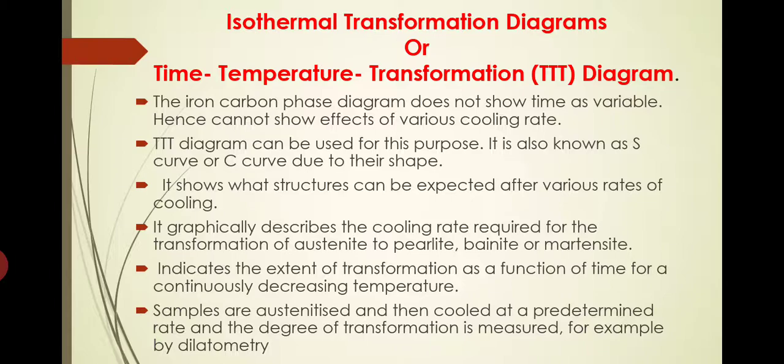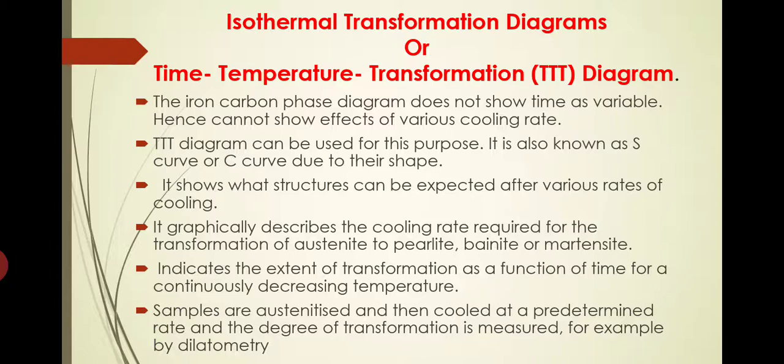So in this presentation, instead of going mainly into the heat treatment process, we will be discussing the TTT diagram. The iron carbon phase diagram does not show time as a variable, hence it cannot show the effects of various cooling rates. See, in the last topic you studied the iron carbon equilibrium diagram. In that, time is not taken on any of the axes. So what effect will there be if you cool in a quicker time, or fast cooling, or if you cool in a slow environment, or slow cooling? Both will have different effects, as I have already told. That data is not available from the phase diagram. That's why we go for the time temperature transformation diagram. The TTT diagram can be used for this purpose.